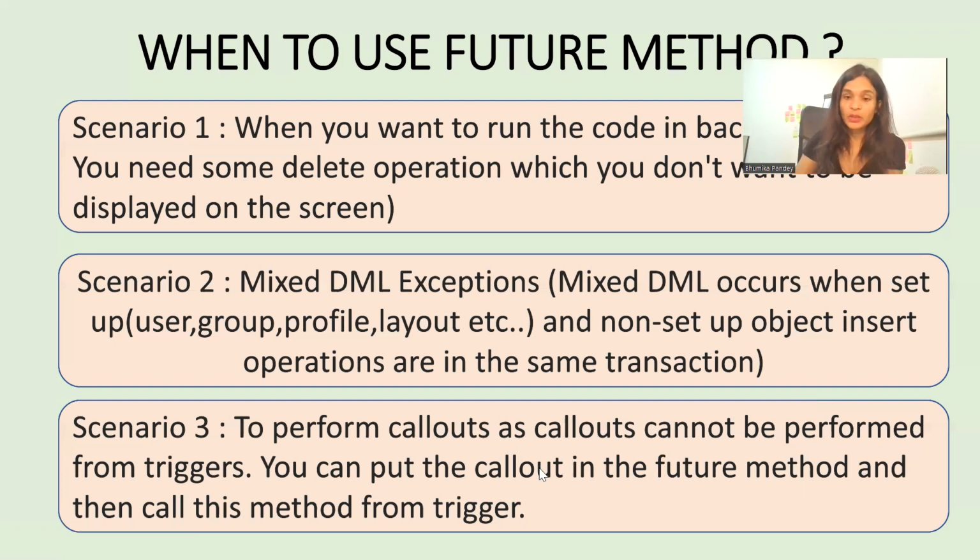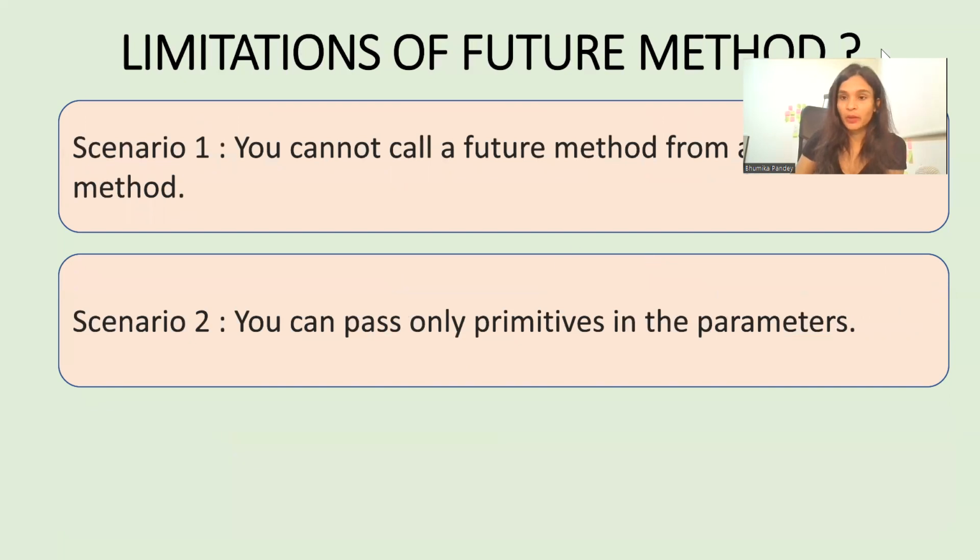Okay. So these are the points where you can use future methods. Now the last, and one of the most important points when we are talking about future methods, is what are its limitations, because it is covering a lot of things, right? It is resolving a lot of issues that we mainly encounter. But what are the limitations? So let's go ahead and have a look at the limitations.